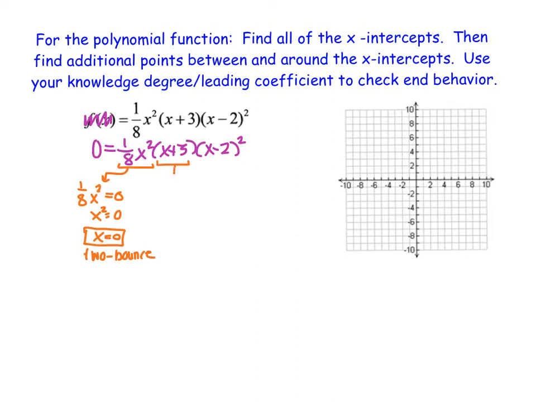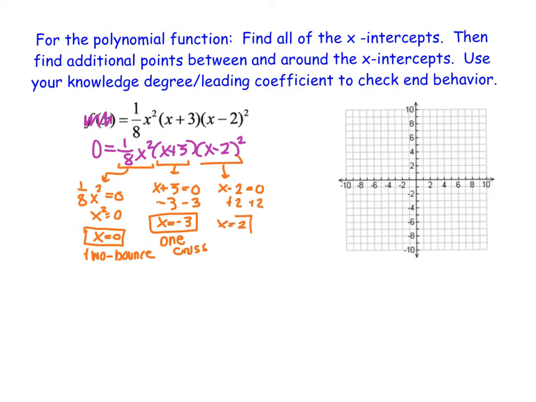I can also find when this little segment equals 0 by using my zero product property. I subtract 3 from each side and I find x is equal to -3. Since there's no exponent on this one, I know that it only occurs one time and it's simply going to cross at that point. Then I look at this last segment and I can set that equal to 0. Adding 2 to each side, I find x is equal to 2 is another x-intercept. This squared here tells me that there are 2 and that the graph is going to bounce at this particular point.